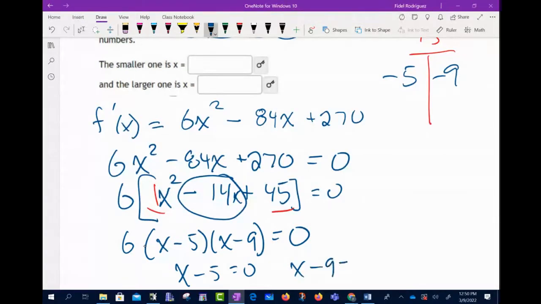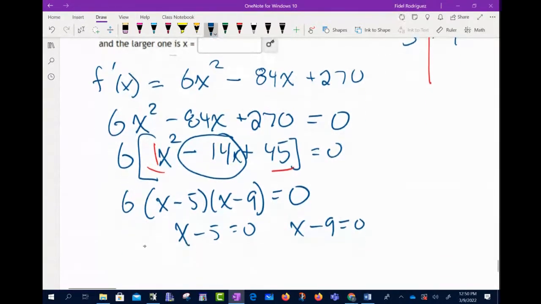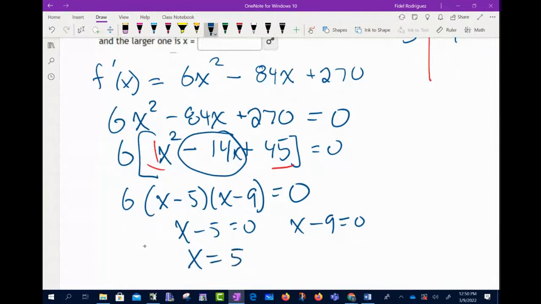X minus 5 is 0. x minus 9 equals 0. So does everybody agree we're going to end up with x is equal to 5?